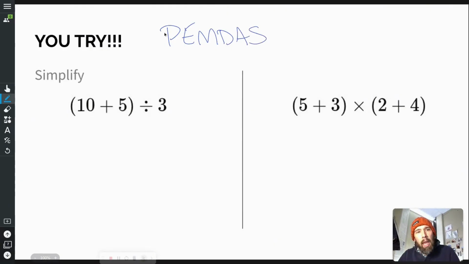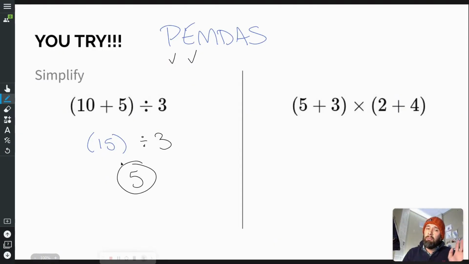All right. PEMDAS. Anything inside the parentheses? Yep. 10 plus 5 is 15. Drop down, divided by 3. Exponents? Nope. Multiply or divide left to right? Yep. 15 divided by 3 is just 5. That's it. You're done. Nothing crazy.